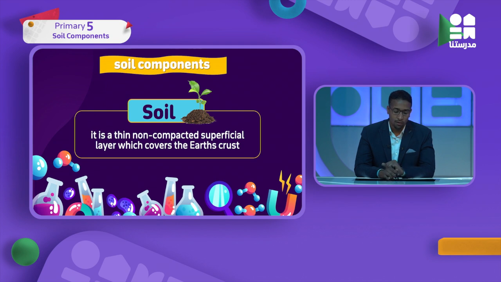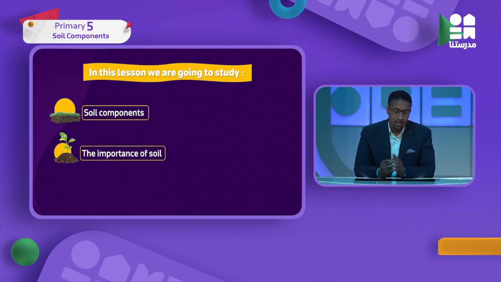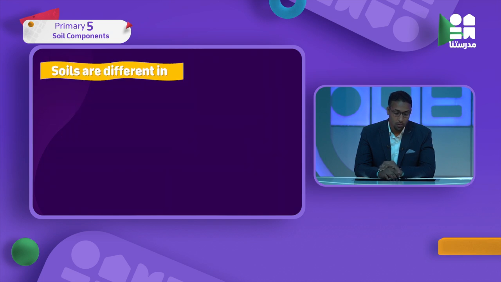طيب إيه تاني المهم نعرفه عن اللاير دي؟ في الدرس ده عشان نفهم السويل كويس جدا we will study soil components، هنعرف المكونات بتاعة السويل. After that, the importance of soil. Number 3, soil erosion يعني تآكل السويل، الجزء اللي هيخلي السويل يروح جزء منها ويختفي. Soil layers and living organisms. That will be the last thing that we will study. So let's start with soil.